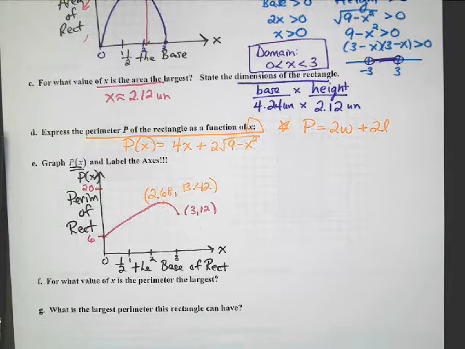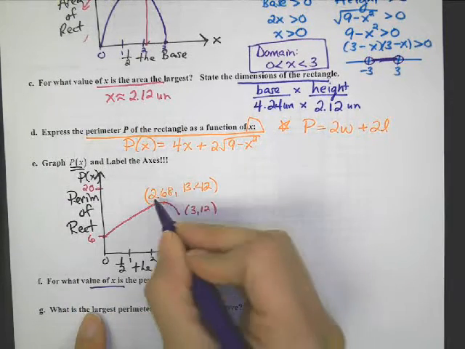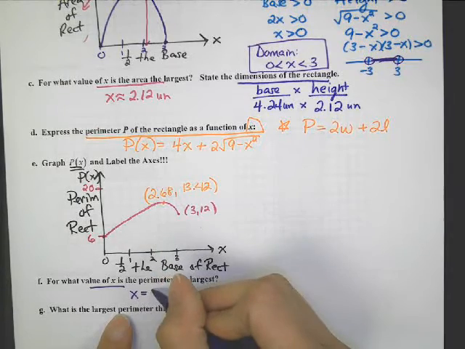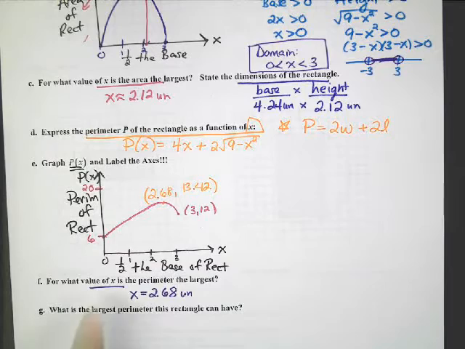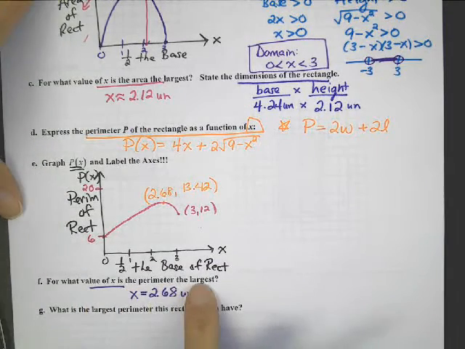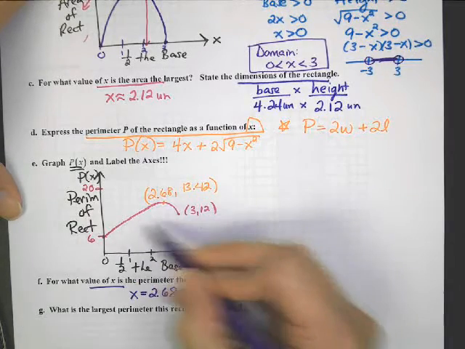And now we're going to answer some questions here. For what value of x? The x value is 2.68 units. You have to be careful when you're reading these questions. For what value of x is the perimeter the largest? So this is the perimeter graph.